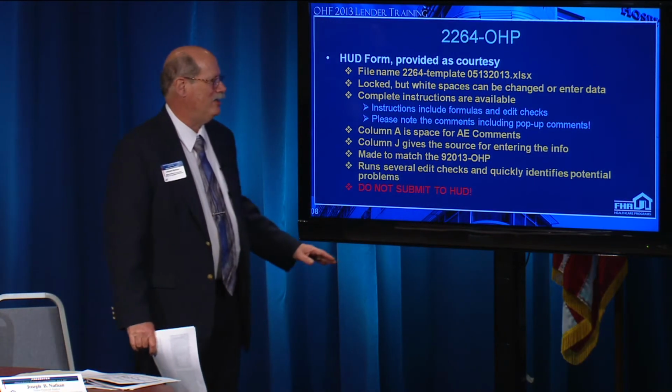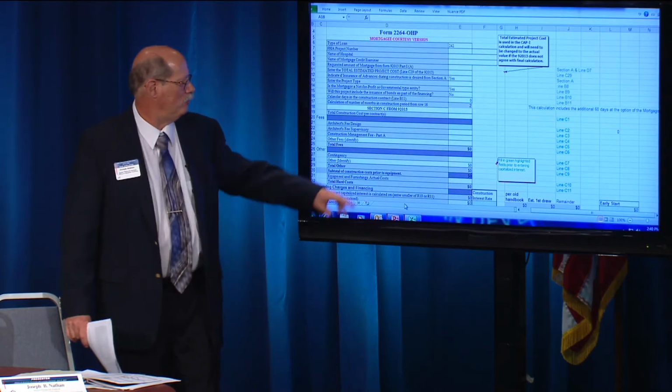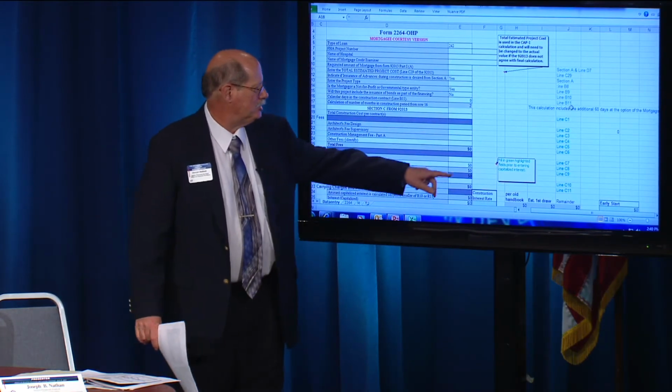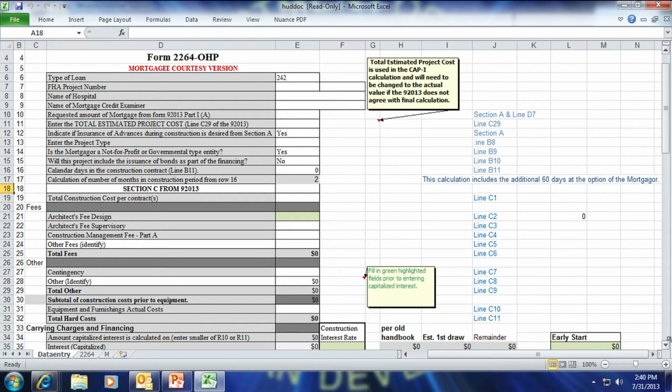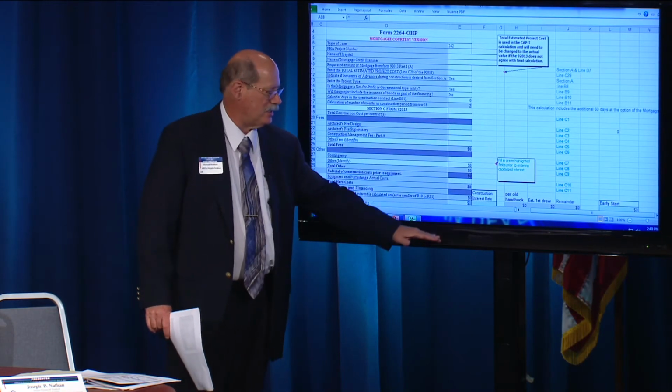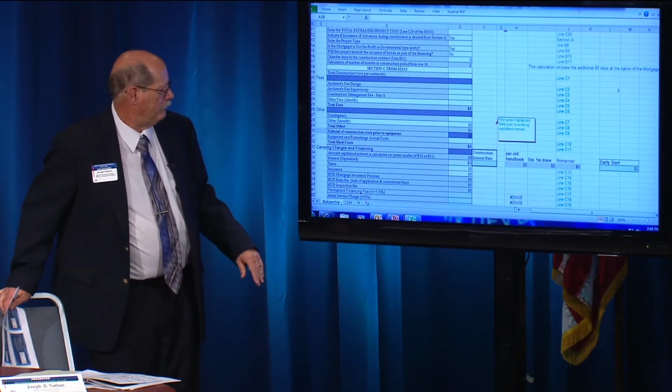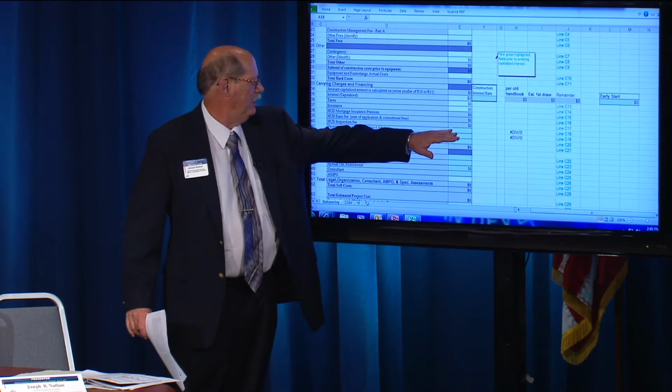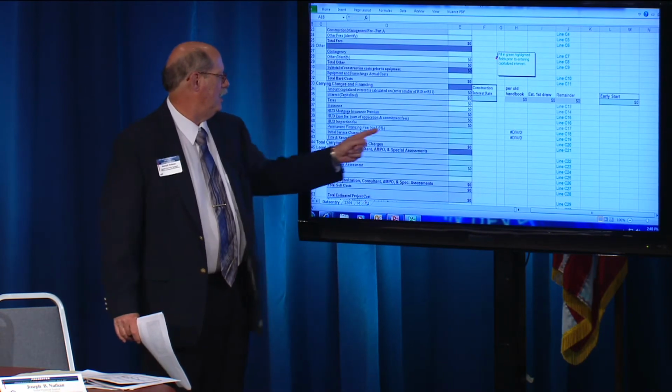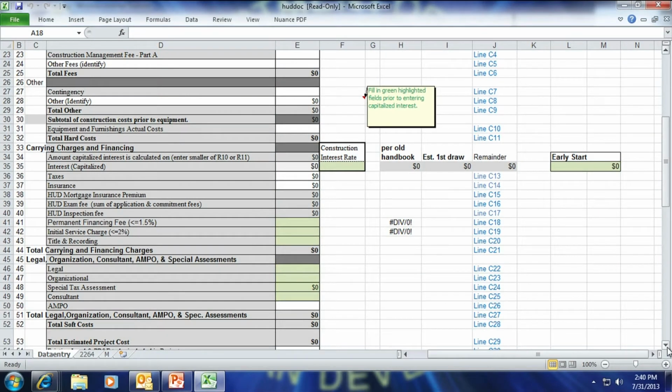Bring the form back up here, and I want to show them where you see these green spaces. It says over here, you've got a note: fill in green highlighted fields prior to entering capital interest. It needs all the fields. If you slide on down on the form, you'll see it here. For example, to calculate the capitalized interest, I need to know the permanent financing fee. I need to know the initial service charge. I need to know the title and recording, because guess what? Those are all going to be part of the initial draw. So any field that is in green here has to be filled out before you enter the capitalized interest.